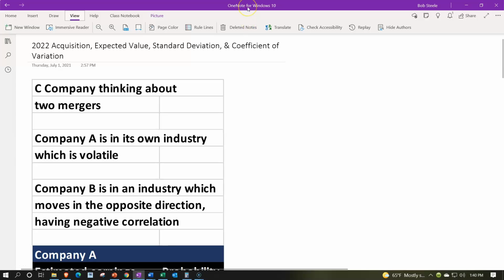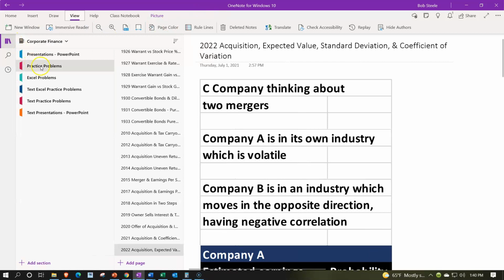Here we are in OneNote. If you have access to OneNote and would like to follow along, you're not required to, but if you would like to, we're in the icon on the left-hand side, the Practice Problems tab, down in the 2022 Acquisition, Expected Value, Standard Deviation, and Coefficient of Variation tab. Also note, when using OneNote, look at the Immersive Reader tool.